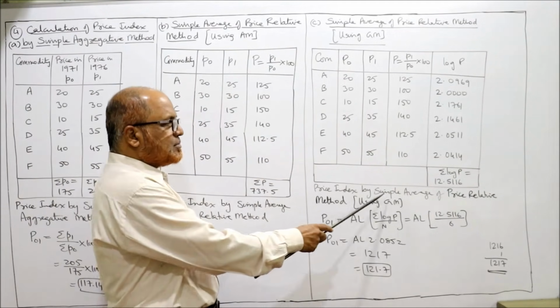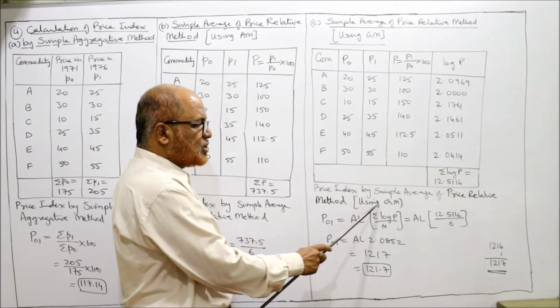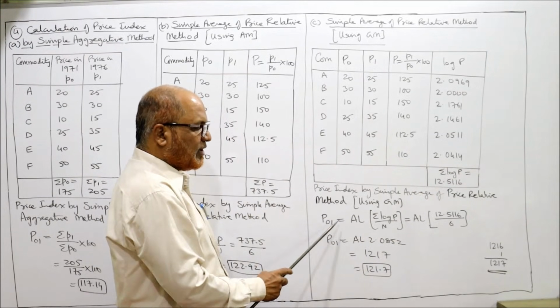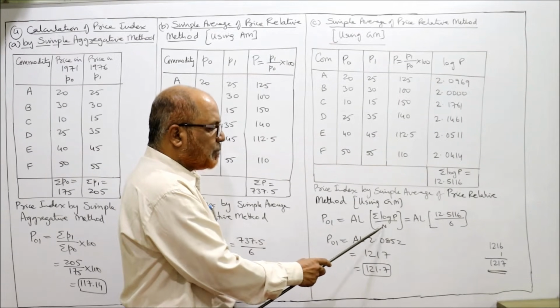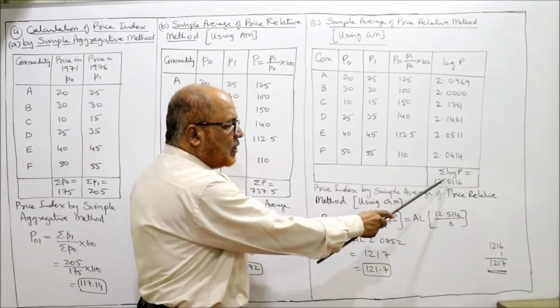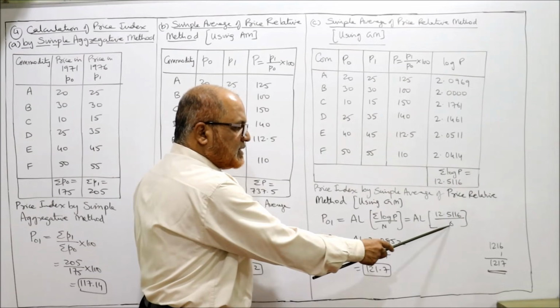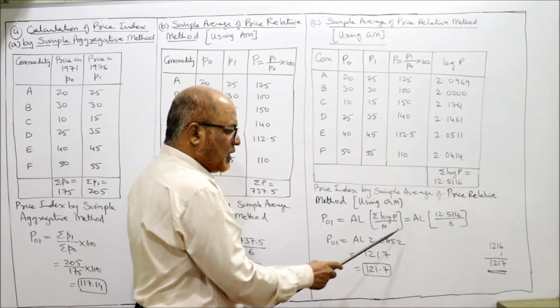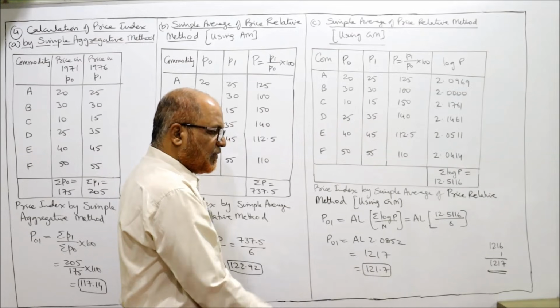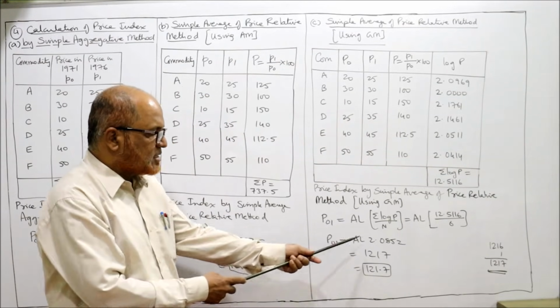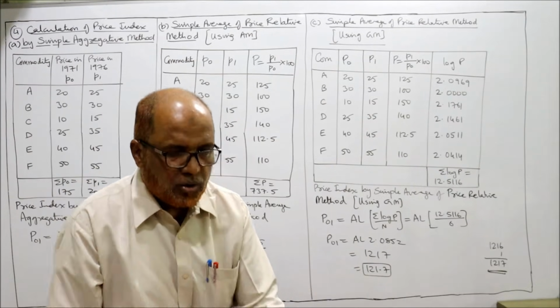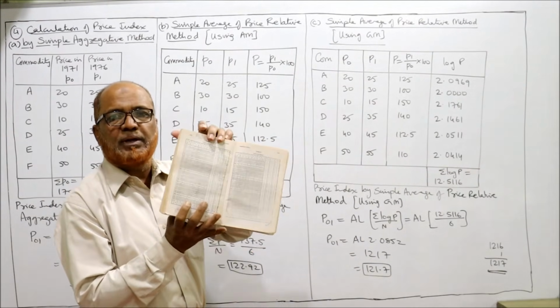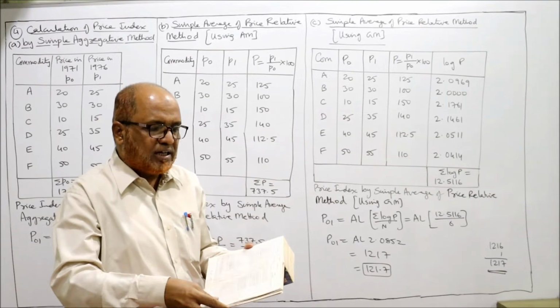Now the price index by the simple average of price relative method using geometric mean. The formula is P01 is equal to antilog of summation log P by N, antilog of 12.5116 by 6. Divide this and after dividing you get 2.0852. Antilog of 2.0852. Now for the antilog, two tables are there. This is the logarithm table. On the next page is the antilog table.